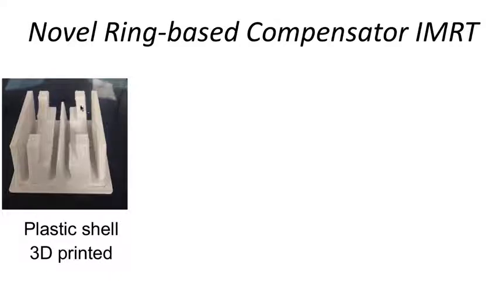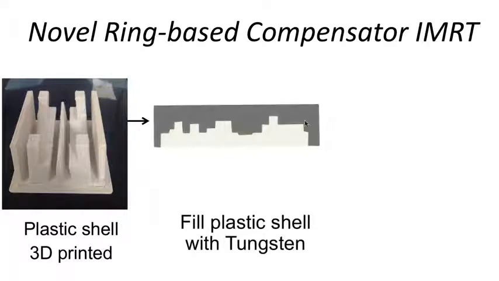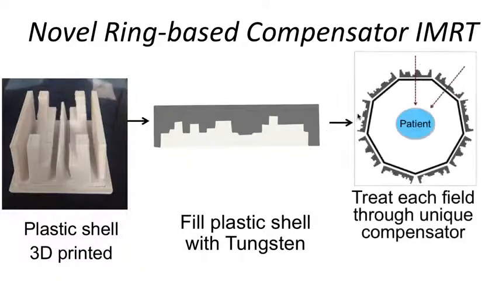It works by using printed plastic shells, 3D printed, and these shells are then filled with tungsten beads, which are reusable. The radiation beam goes through this, and it's attenuated just where it needs to be attenuated, and it delivers a precise radiation dose. These are placed in a ring around the patient, and you treat through each of these compensators, which is an extremely efficient way to do this.